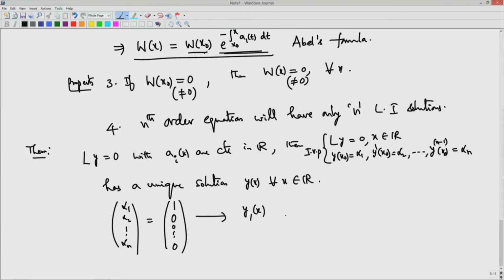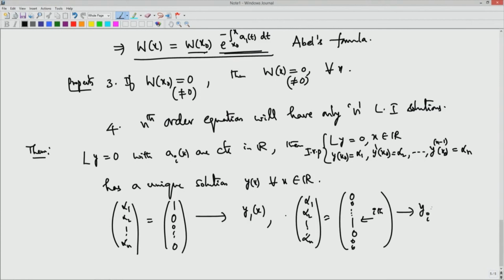Okay. So, what is this one? If I choose alpha 1, alpha 2, alpha n like 0, 0, 0, with the ith position I take 1, otherwise 0, 0, 0, if I choose like this, I get yi of x. Like this, you can choose i from 1 onwards to n, because I have n elements here. So, you have n linearly independent solutions.